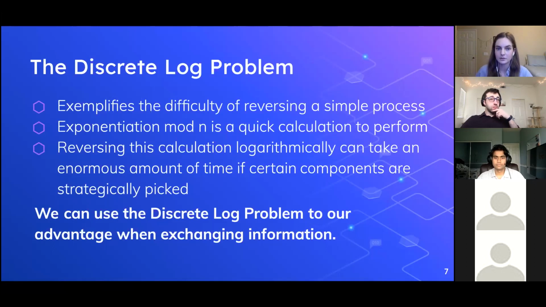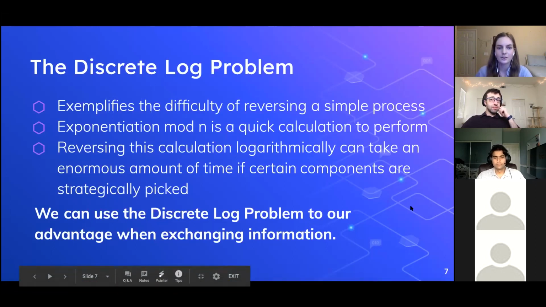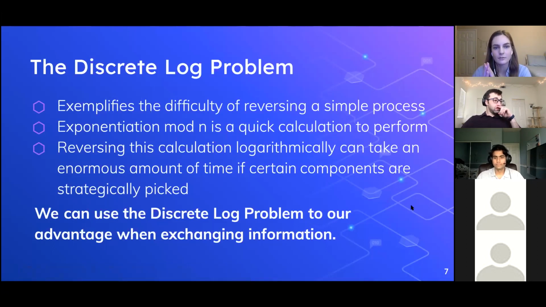However, if we try to reverse this calculation logarithmically, this can take an extreme amount of time, especially if we cleverly choose the components of our exponentiation. So now we have a problem that's easy in the forward direction, so it's going to be easy for Alice and Bob to do. But if Eve is trying to reverse this calculation and find our exponent, she's going to have a really hard time. She's going to run into the discrete log problem. And so we can use this to our advantage when we're sharing information.